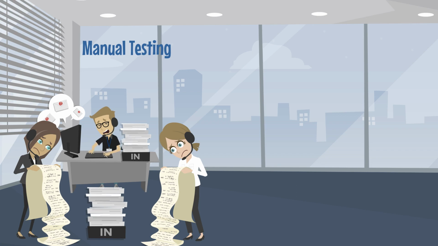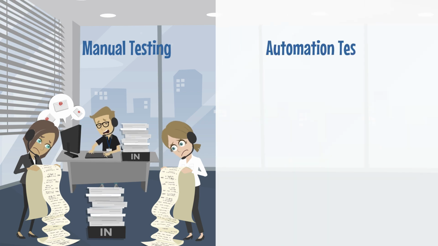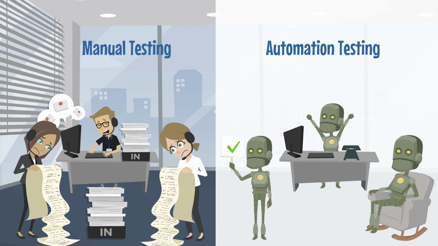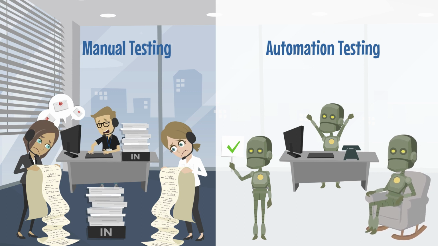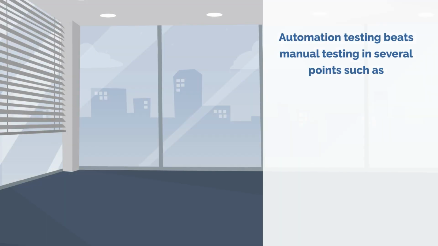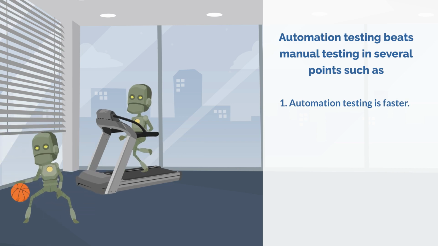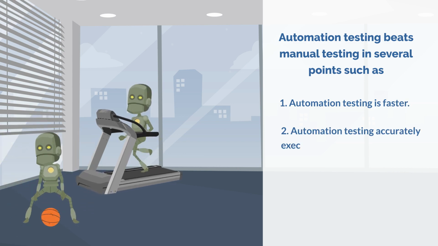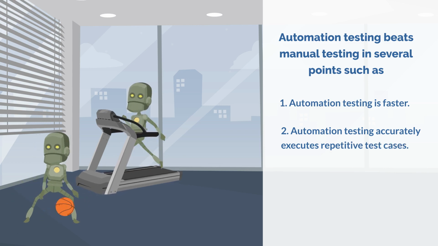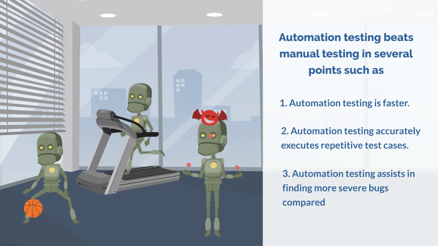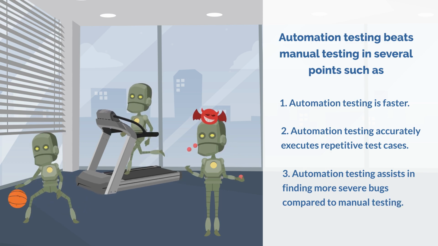Manual testing is the foundation style of test engineering. Increasingly, organizations and companies are relying less on manual testing and starting to automate some of their test cases. Especially the most repetitive test cases and the advanced ones. Automation testing beats manual testing in several points, such as: 1. Automation testing is faster. 2. Automation testing accurately executes repetitive test cases and scenarios, especially in regression testing. 3. Automation testing assists quality engineers in finding more severe bugs compared to manual testing.